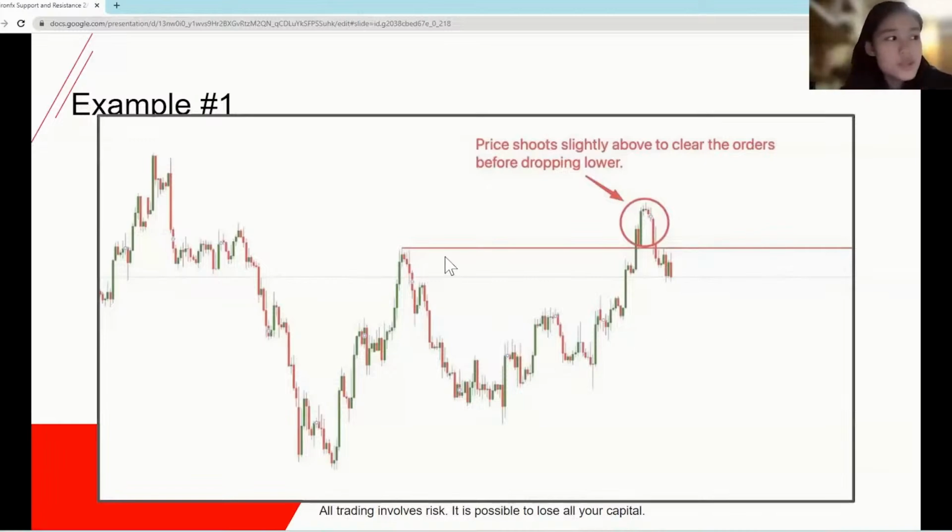Okay, so in this case, you can see that we mentioned earlier this is a swing high resistance, and price has passed this level, making it a pullback support level. But instead of price retracing it and bouncing off of the level, it breaks out of the level again and drops below the resistance level again.